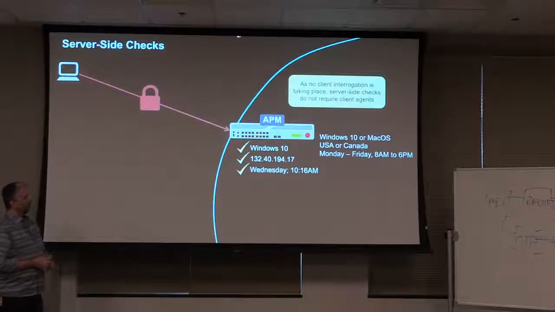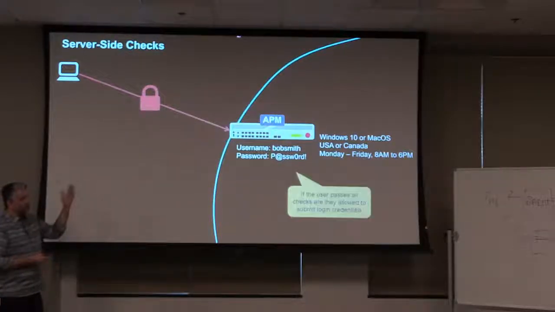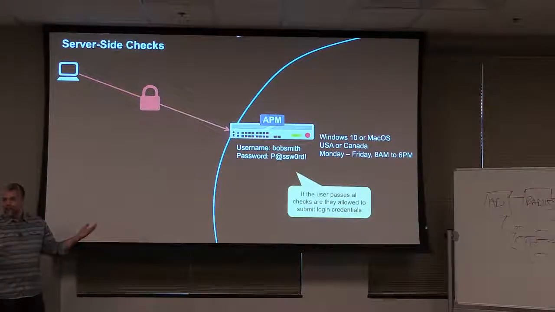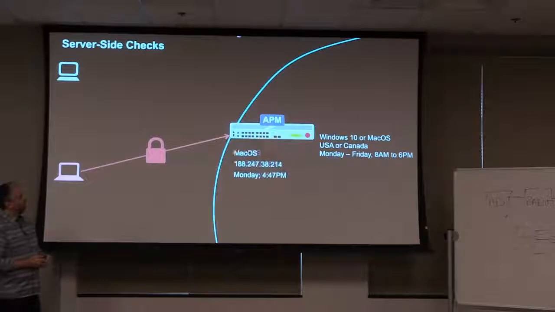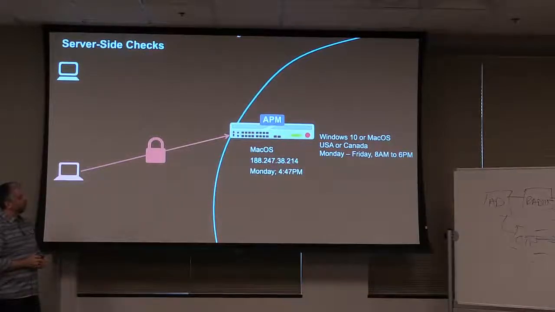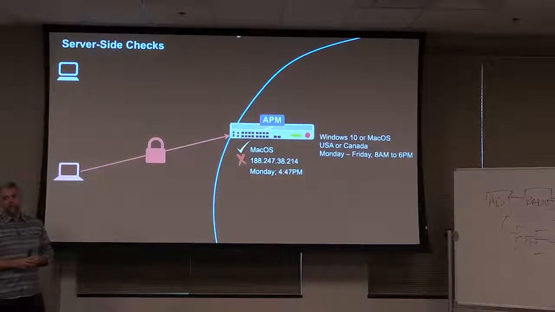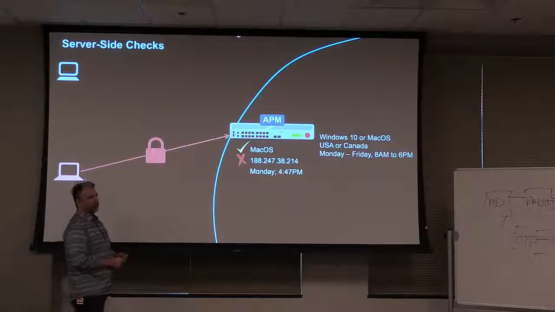So no agents. Makes them real nice to work with. And then again, if they pass all the checks, they can log on. This user connects, and they do have a Mac OS, which is great. However, they're connecting from UK right now, and therefore they're not going to pass that second check.